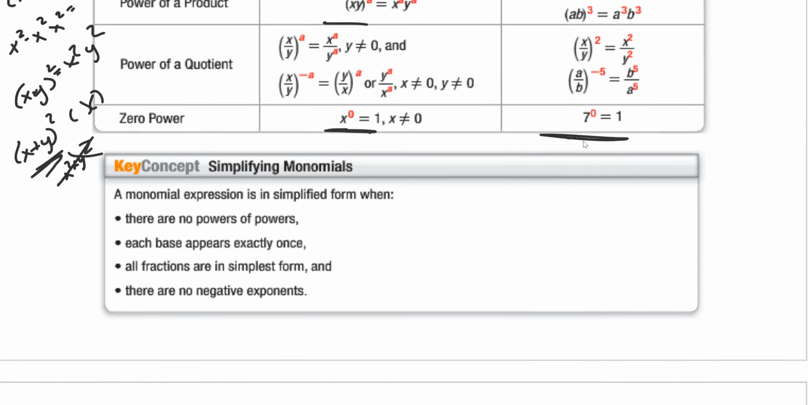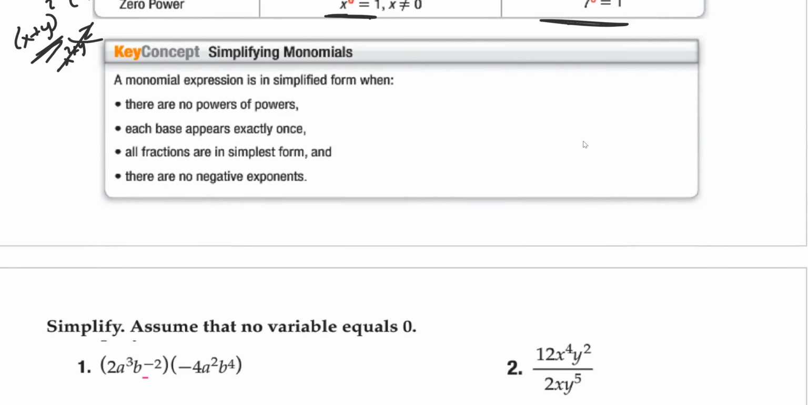Okay, a couple things. I want to talk about simplify. When I want you to simplify, there's a couple things I want you to do. First, there should be no power of powers. I think that's kind of obvious. You can't leave it like this. That's not simplifying.